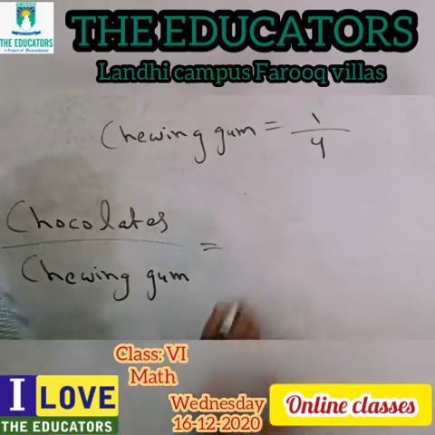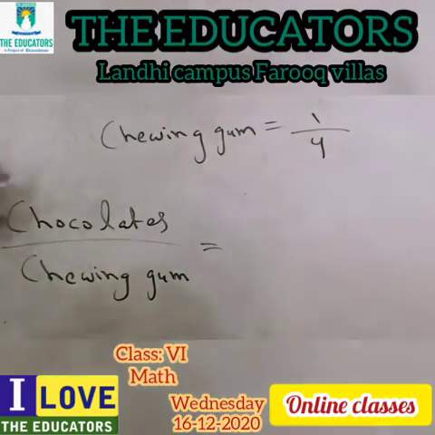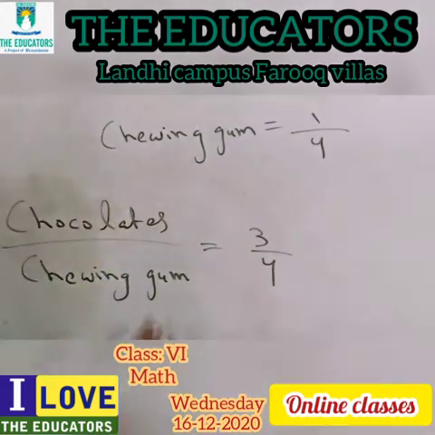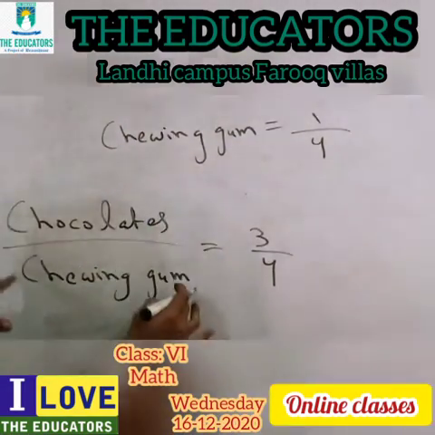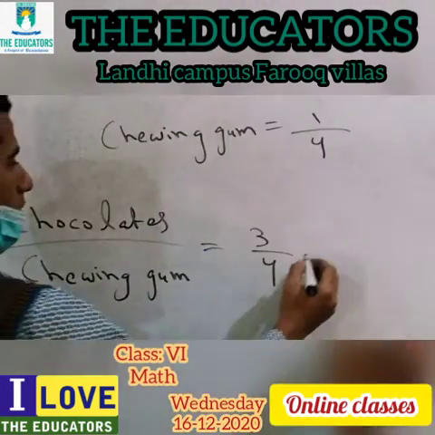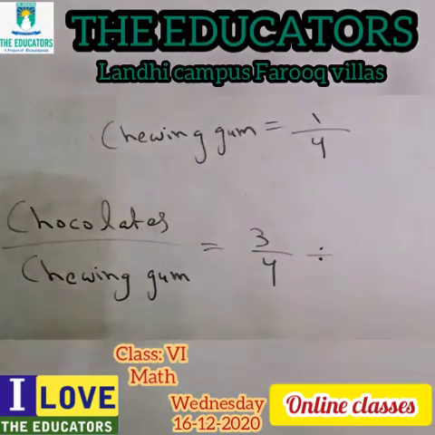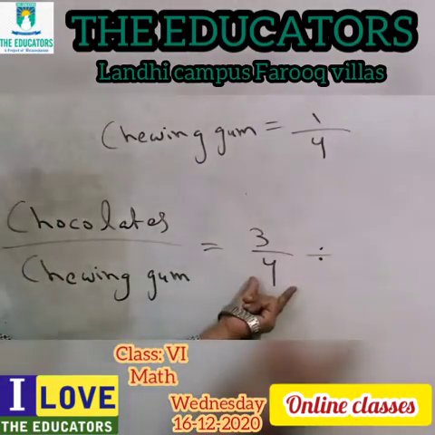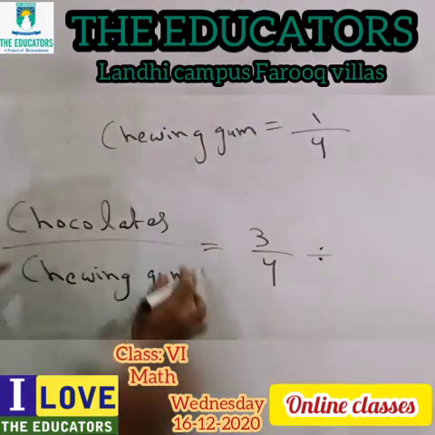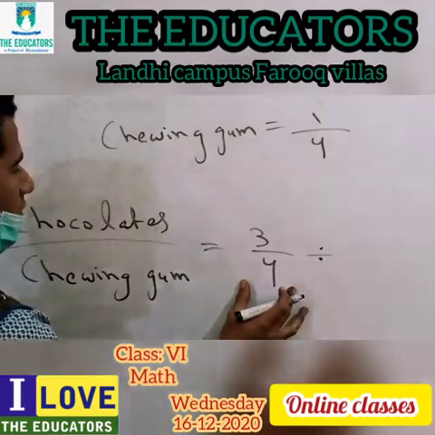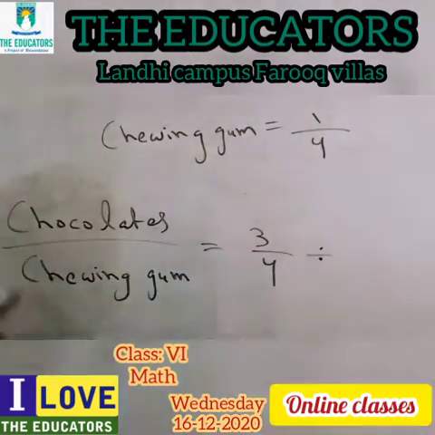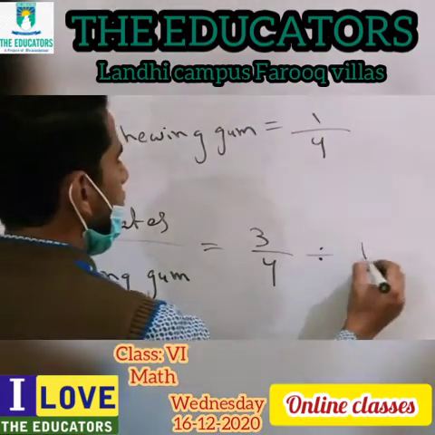Okay, now we simply have to write the value for chocolates. That's 3/4 first. The value of chocolate is dividing with that of chewing gum, so I will not write a bar again here, but instead I will write a divide sign, because they are already dividing. So chocolates are dividing with chewing gum, so I wrote the value for chocolate first, and then the sign of division. This bar means sign of division, and the value of chewing gum is 1/4.